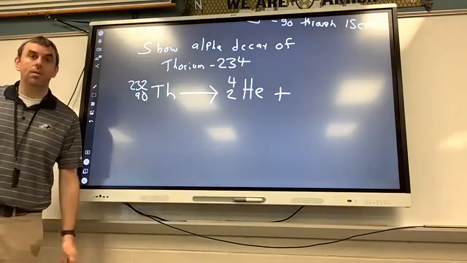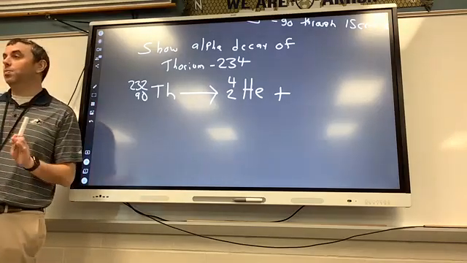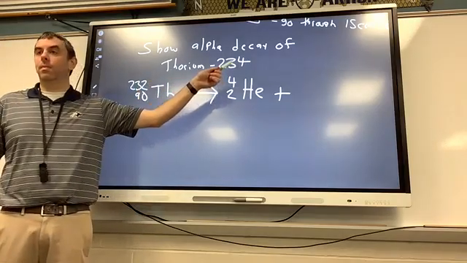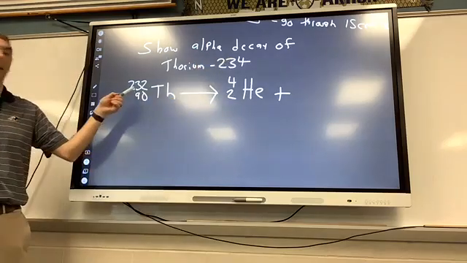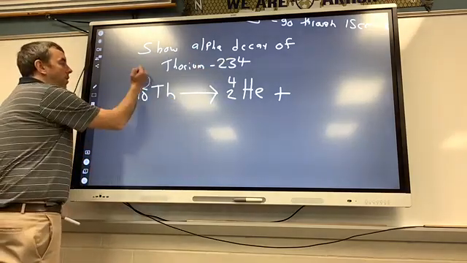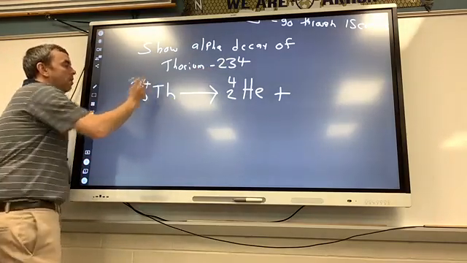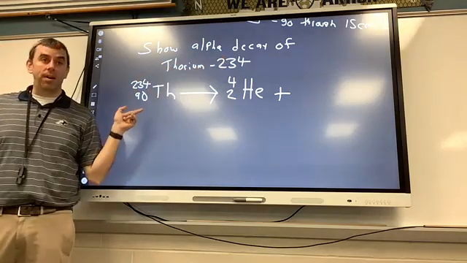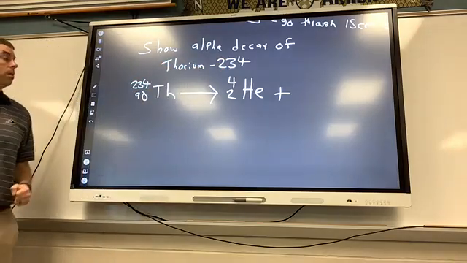Wait, pause. What is this 234 in the name? That's thorium's mass number. So what should this number on top be? 234. This is a different isotope of thorium. Fix that: 234, because the mass number doesn't have to match the periodic table. I'm glad I caught that.